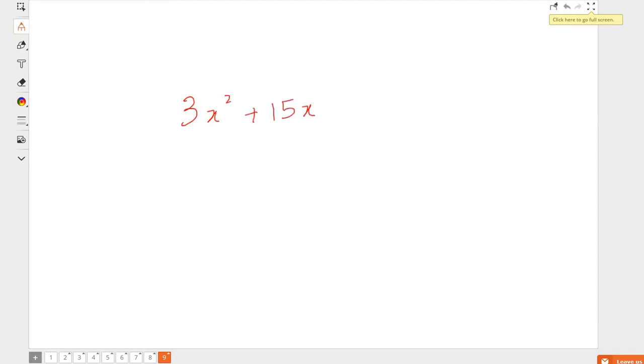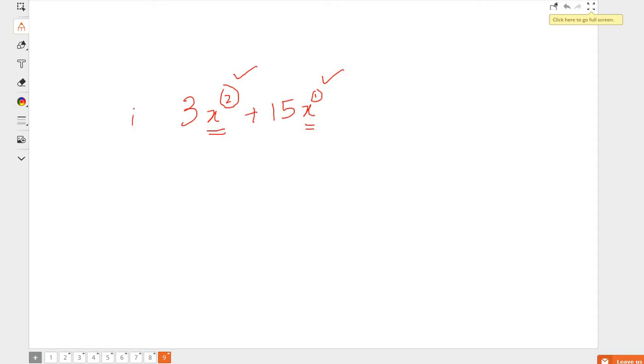Now let us add a new whiteboard here, and consider a simple expression: 3x square plus 15x. In this, the variable term is x. The powers are 2, which is a whole number, and 1, which is also a whole number. So this satisfies our definition that the powers of the variable terms have to be whole numbers.